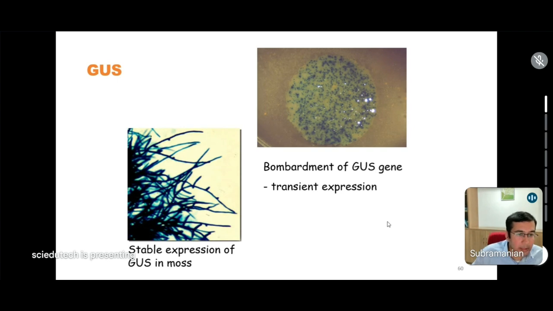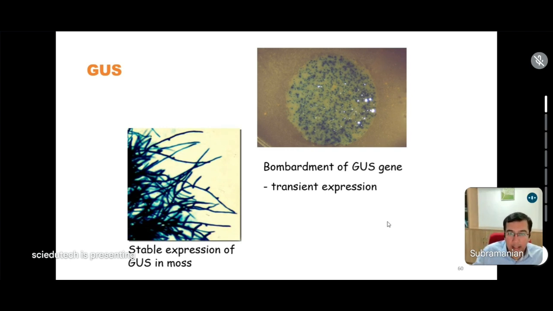So here in this example, this shows stable expression of GUS in a transformed moss. And here you have a bombarded plant cell expressing the GUS gene, and it shows transient expression. So GUS is a marker gene, which shows whether the plant is transformed or not.